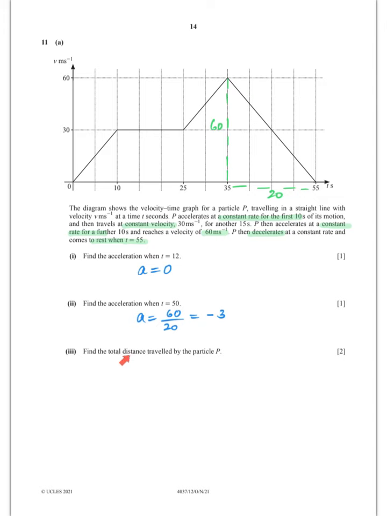Total distance means you need to find out the area, right? At first, if I'm going to find out the area of that part, that is a triangle. And area of a triangle, we know it very well. It's 1 upon 2 base into height. Base is 10 and height is 30. After that, from 10 till 25, you have a rectangle here, right? And area of a rectangle is L into B. L is 25 minus 10, 15, times 30. That is L into B.